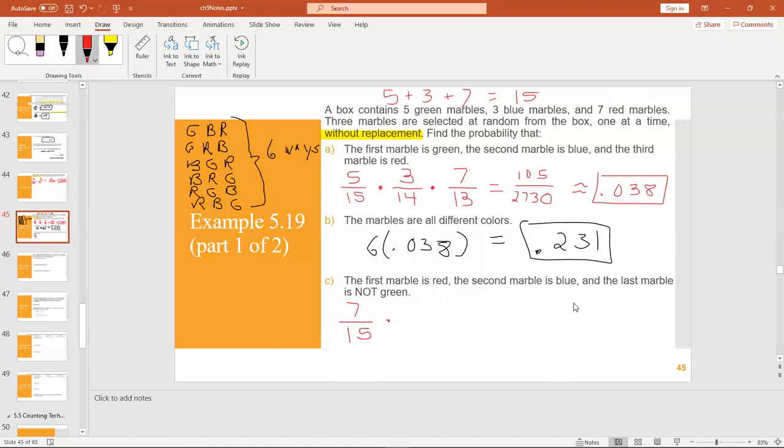Okay, next I want the chances of drawing a blue. There are 3 blues. I drew a red, so none of the blues have been touched yet. Since I've removed 1 red, there are 14 of these to go that are left.